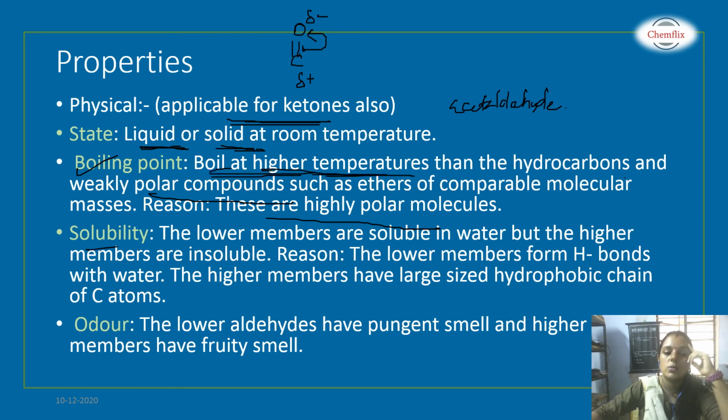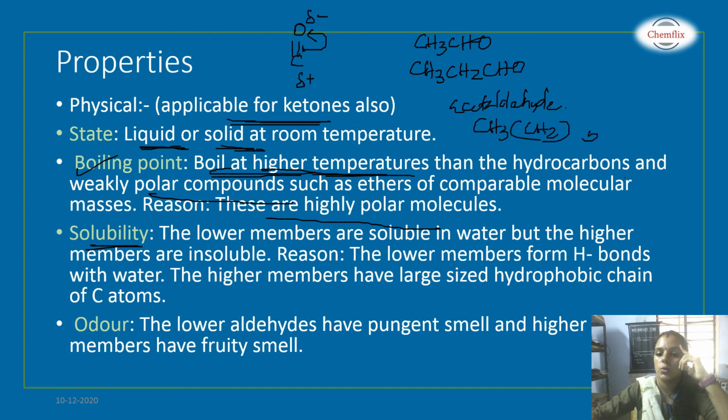Okay, so next about the solubility. The lower members, that means CH3CHO, CH3CH2CHO, then CH3(CH2)5CHO. Taking these 3 examples, the lower members are soluble in water, but the higher members are insoluble, because in the higher members you can see this hydrophobic alkyl group. The size of the hydrophobic alkyl group is not ready to dissolve in water. Therefore, lower members are soluble in water, but higher members are not.